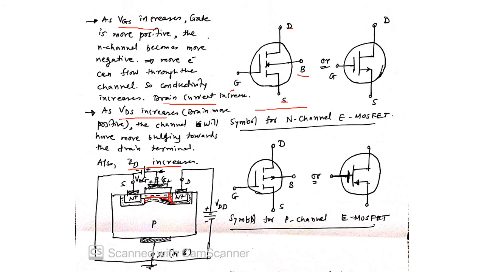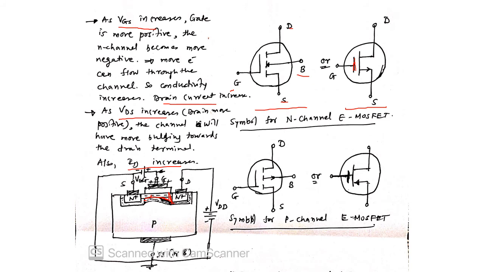Another symbol for this N-channel E-MOSFET is like the previous case, but in this case the capacitive construction is shown here. In general, in the case of MOSFET, we will show this capacitive construction. And it is N channel. That means, see, the arrow is from P to N, right?